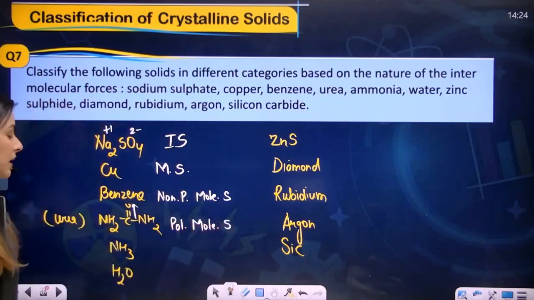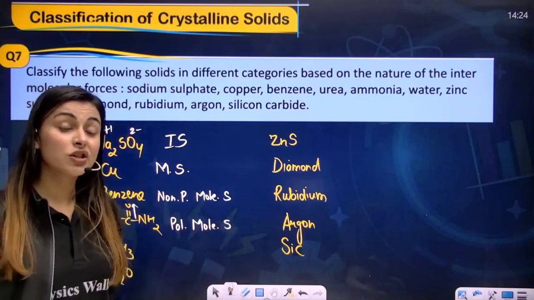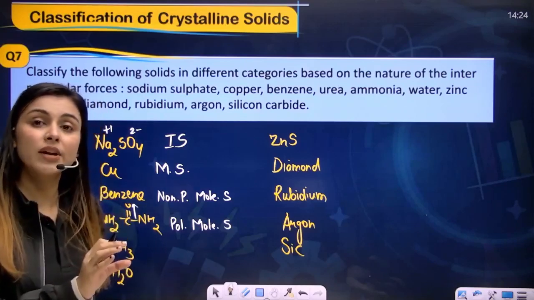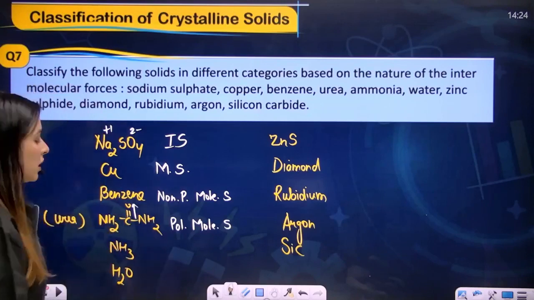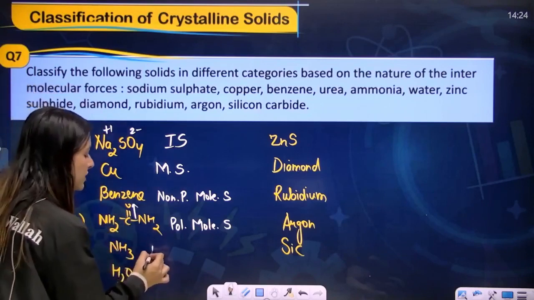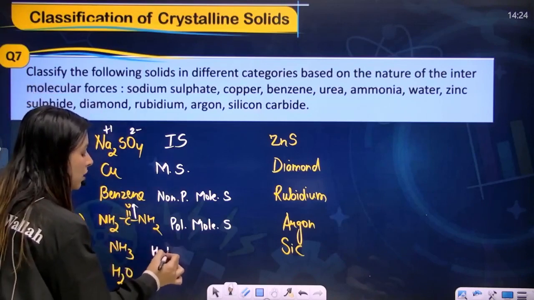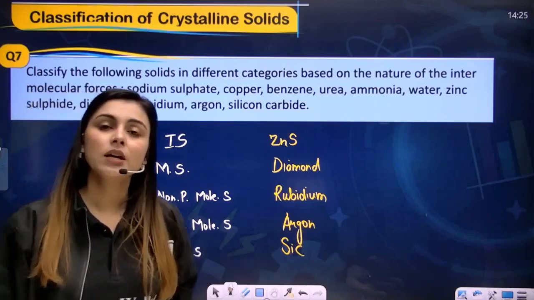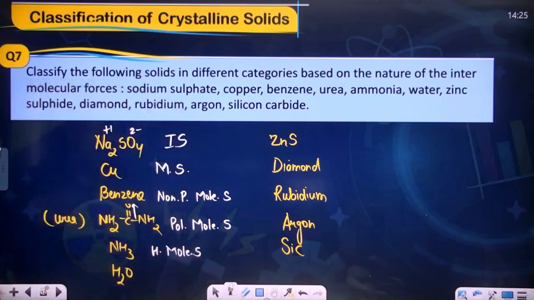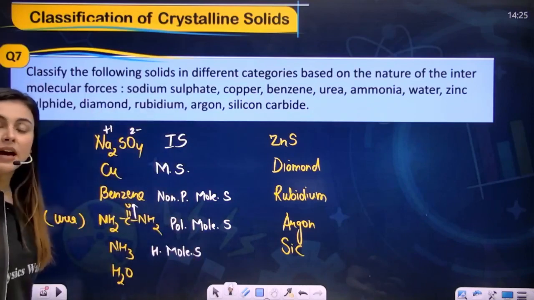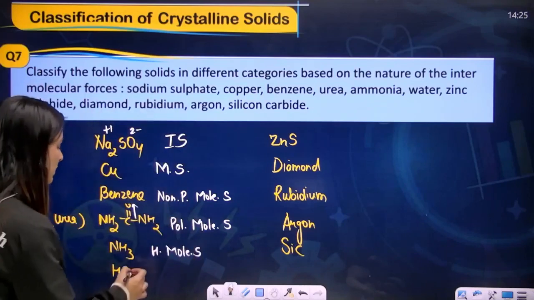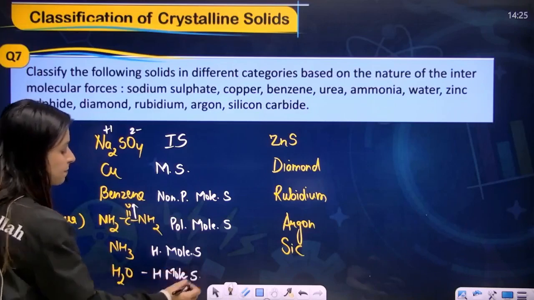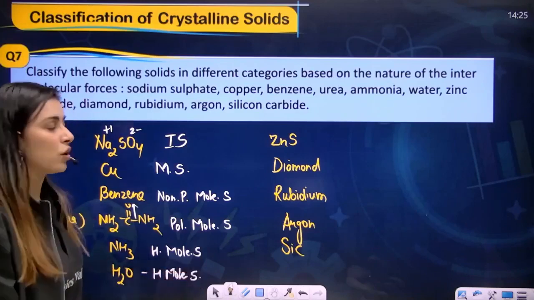Let's talk about NH3. Now, NH3, nitrogen is bonded to hydrogen. That is, hydrogen is bonded to an electronegative element, nitrogen. So here you will have hydrogen bonding. So, can I say hydrogen bonded molecular solid? It is a hydrogen bonded molecular solid. Let's talk about the other, water. Again, hydrogen is bonded to electronegative oxygen. So, hydrogen bonded molecular solid.